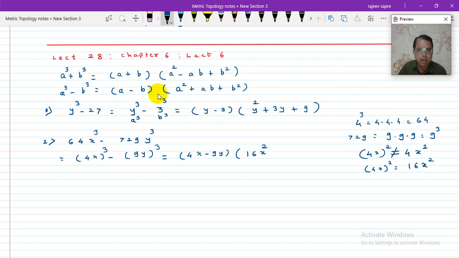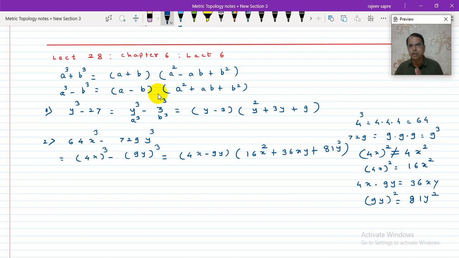Then the product of the two terms a and b gives the middle term ab. So the product of 4x and 9y: 4x into 9y, multiply the constants, 4 into 9 is 36, and then xy. So this middle term will be 36xy. And plus b square. b is 9y, so what is the square of 9y? All of you should be able to do it correctly. 9y, the 9 also has to be squared. So 81y squared. So here plus 81y squared. So this is the factorization.